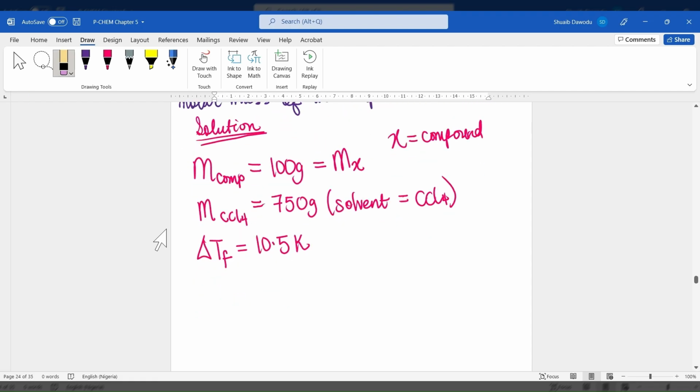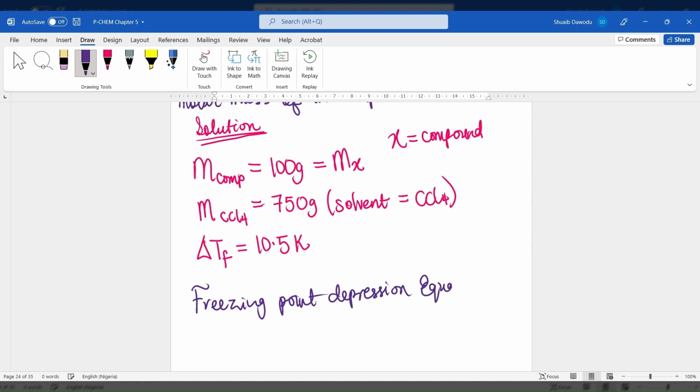We need that equation to solve this question. So we need to use the freezing point depression equation to solve this question. And that formula is simply ΔT sub F equals K sub F multiplied by b, where b is the molality, K sub F is the freezing point constant for the solvent, and ΔT sub F is the freezing point depression value.